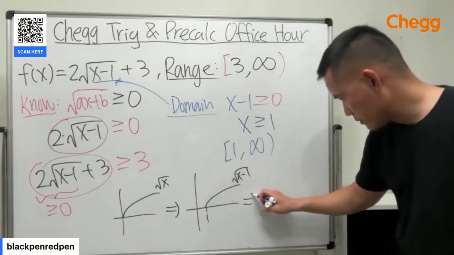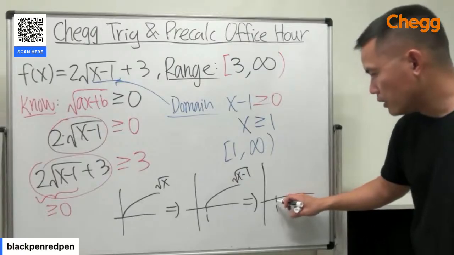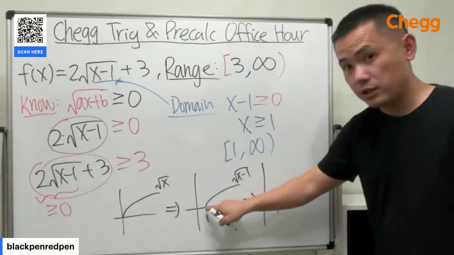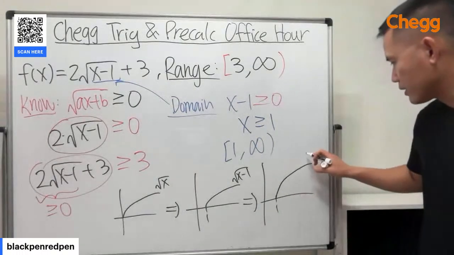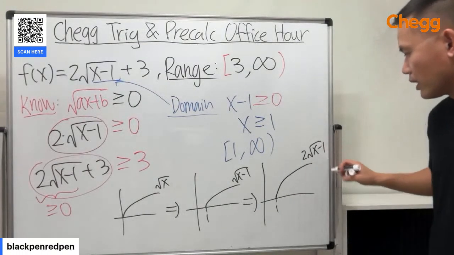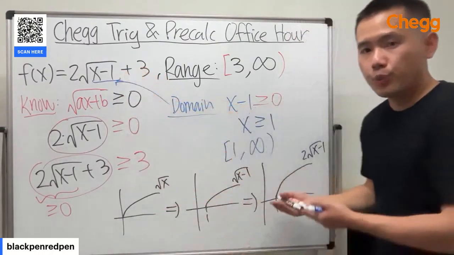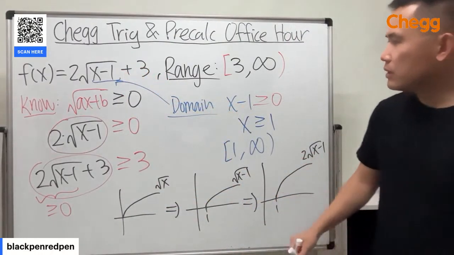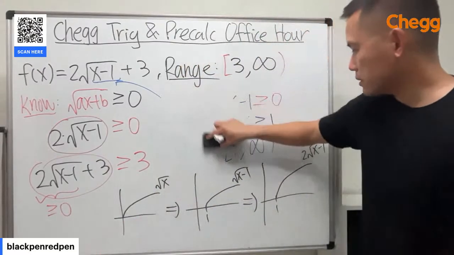So it's like this. This is 1. And 2 times the y value here is 0, it's still 0. And it's going to just get taller. So that's 2 square root of x minus 1. Right? And lastly, when you add 3, you are going to bring this graph up 3 units. So I am just going to erase this part right here for you guys.